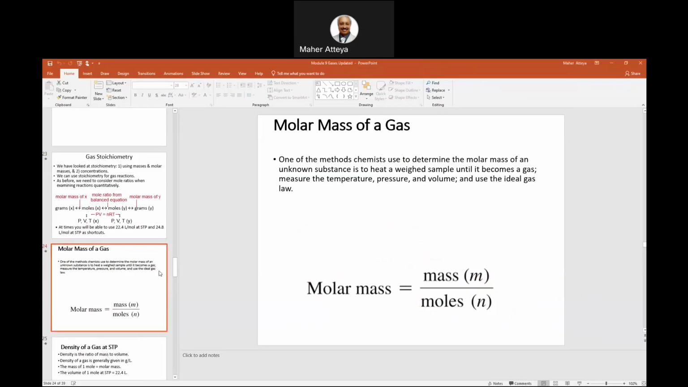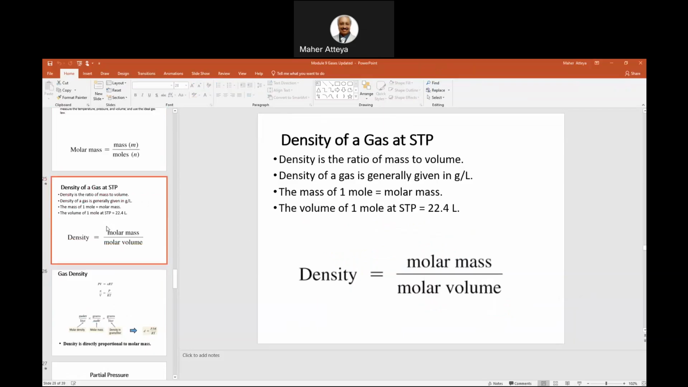So let's go for the density. Let's go for density.